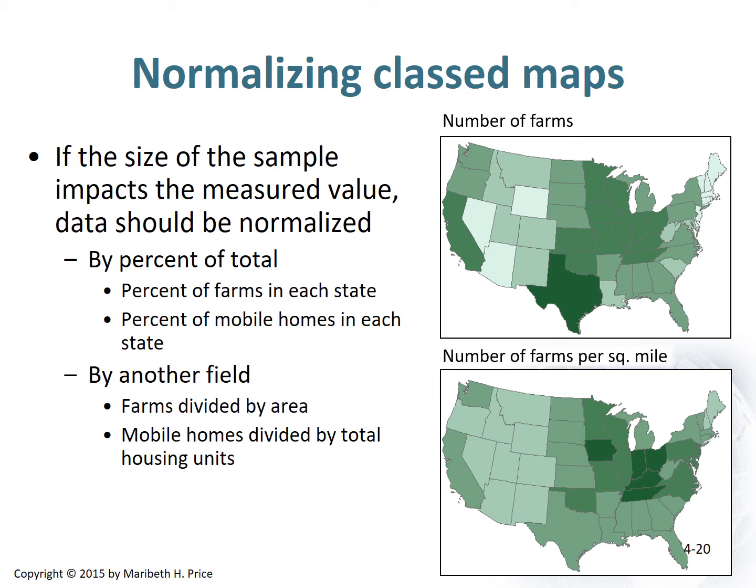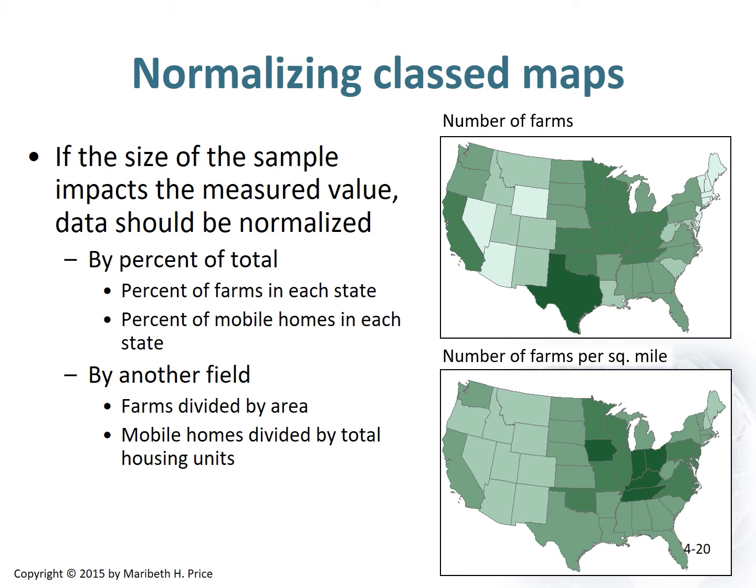So you need to show them as a percent, because it's not how many farms have problem X, it's how many farms out of the total number of farms in that state. It's not how many of the homes in the state are mobile homes. It's not how many mobile homes, it's what percentage of the homes are mobile homes. Does that make sense?